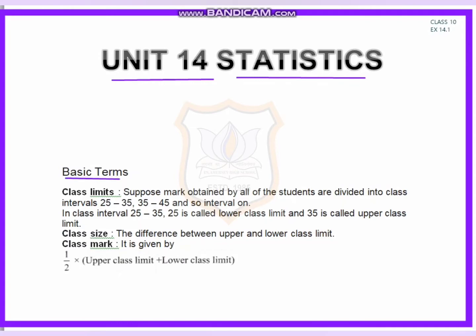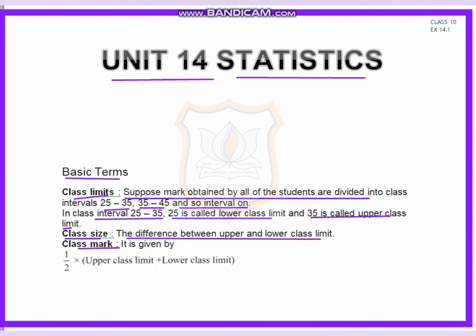First of all, class limit. Suppose the marks obtained by all the students are divided into class intervals of 25 to 35, 35 to 45, and so on. So 25 to 35 is a class interval. 25 is called the lower class limit and 35 is called the upper class limit. The difference of both class limits, upper and lower, is called class size. We can call it class length also.